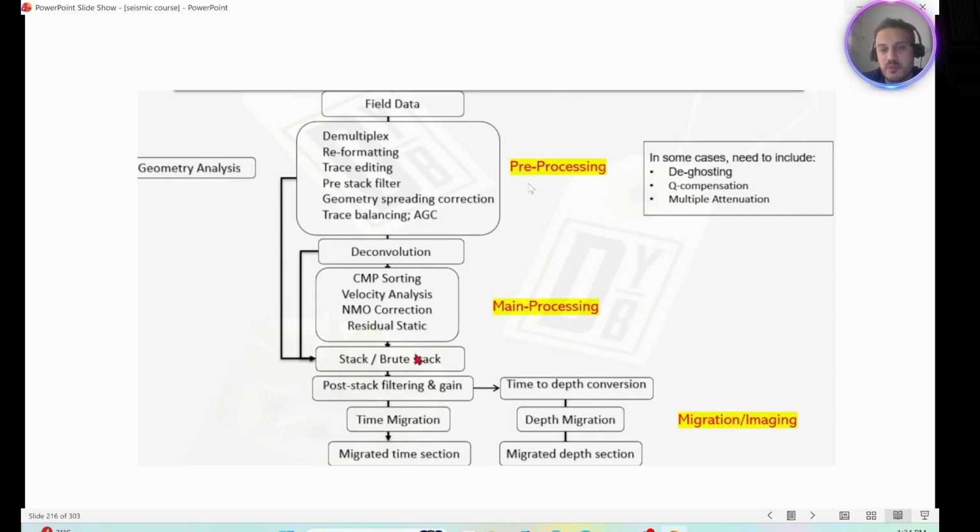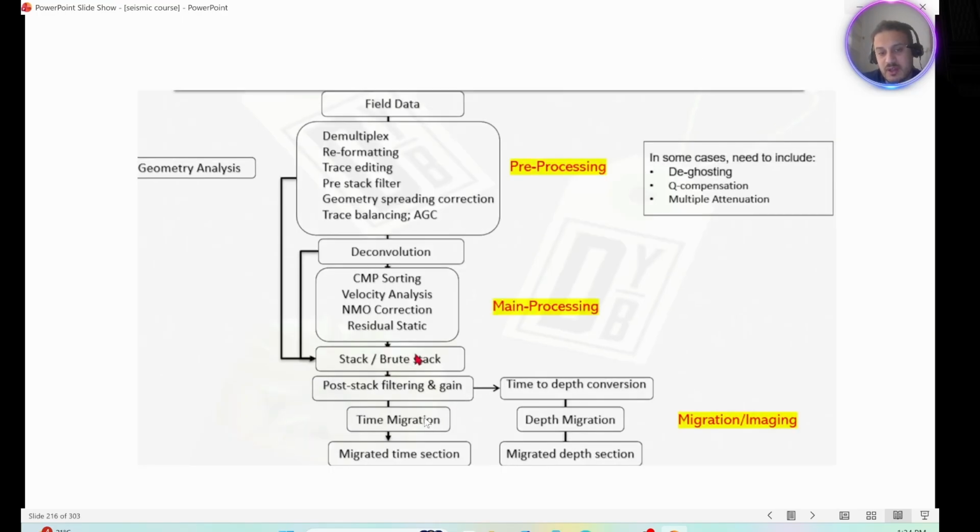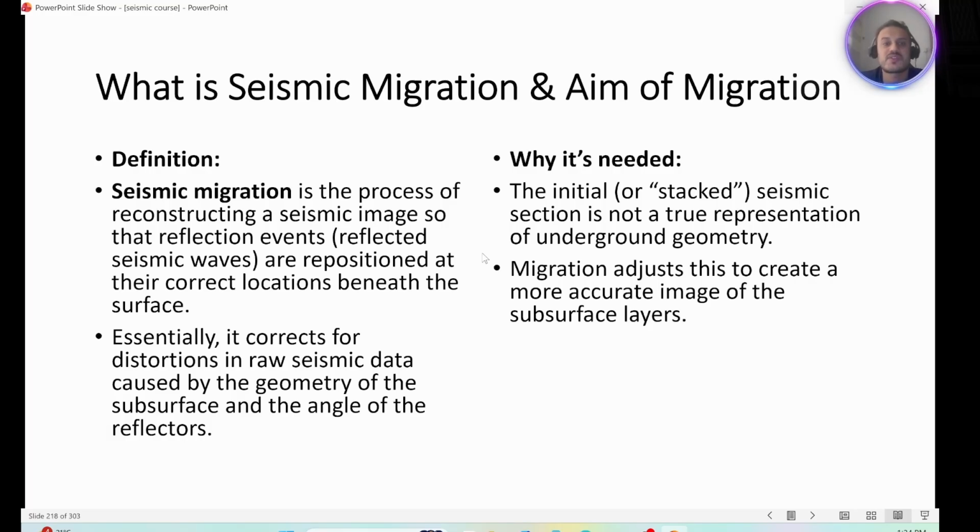So we finished the pre-processing and the main processing. Today we have the migration. We have two types of migration. One is pre-stack migration, which includes pre-stack time migration and pre-stack depth migration, and we have post-stack migration. So what is the migration?